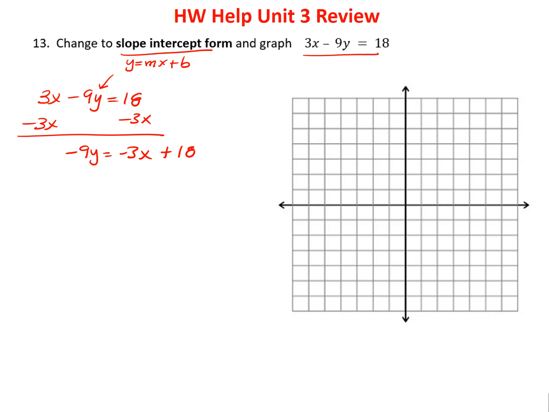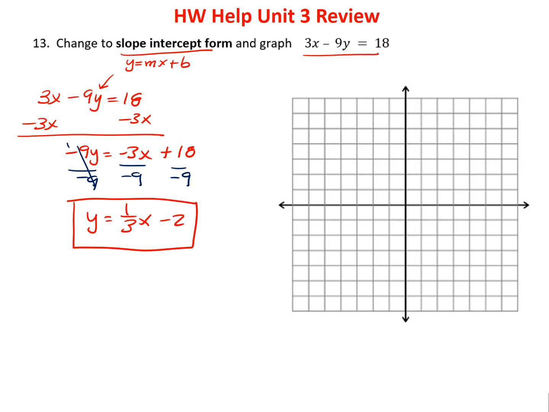And then we're going to divide each side by negative 9. That becomes 1, negative 9, negative 9. So finally our answer becomes y equals, negative divided by negative is positive, 1/3 x. 18 divided by negative 9 is negative 2. And so there's our equation in slope-intercept form.